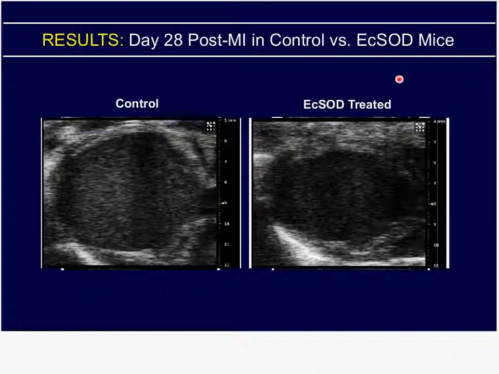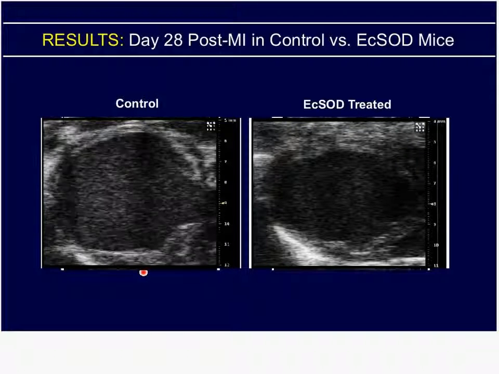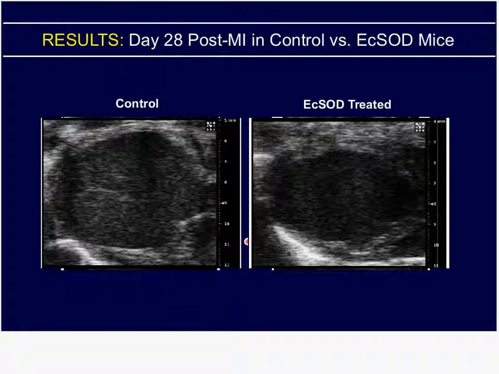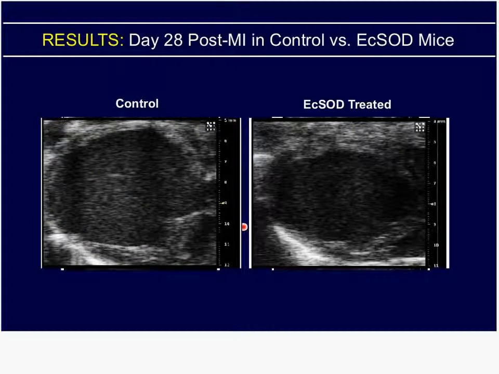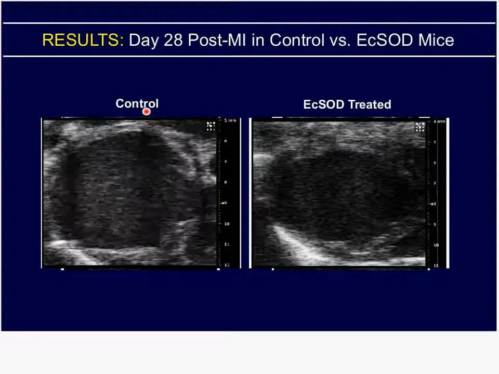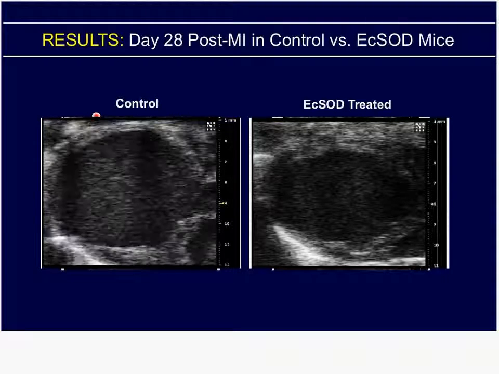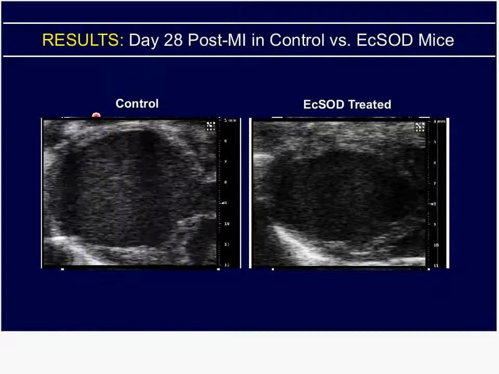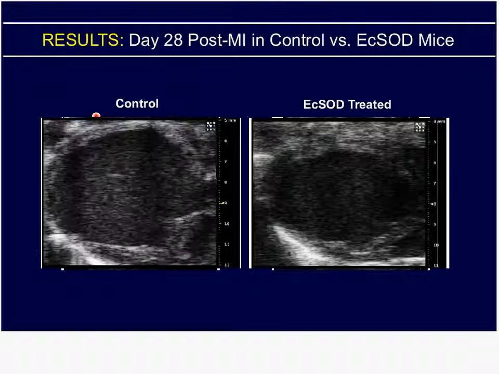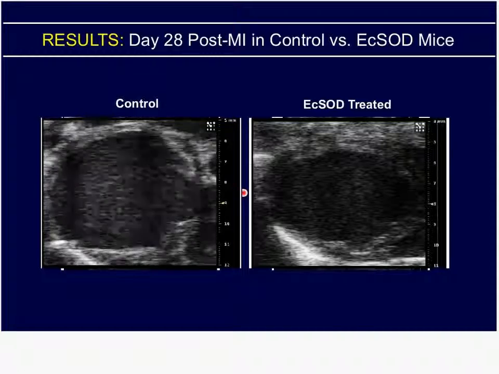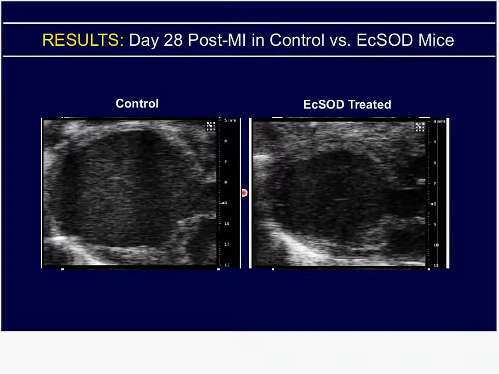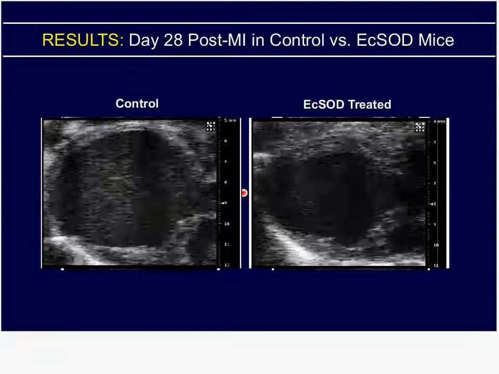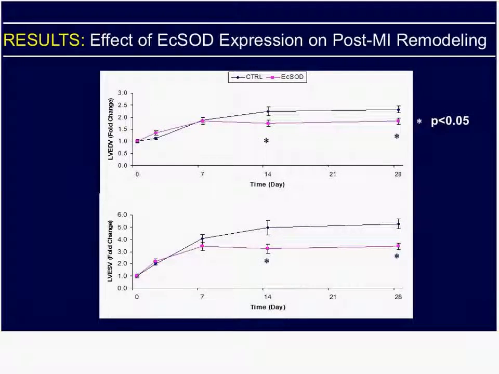So let's do controls and ECSOD treated. This is at the end of the study, day 28. You'll notice substantial LV remodeling. We've assumed a round geometry as opposed to an oval, and that's a bit improved with the ECSOD treatment.